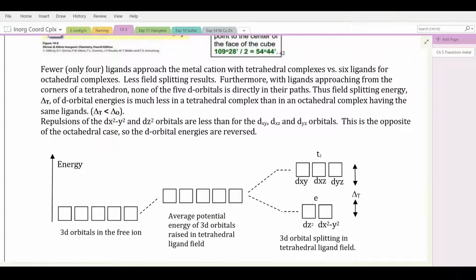So only 4 ligands approach the metal cation with tetrahedral complexes, compared to 6 ligands for octahedral complexes. The result is a smaller field splitting energy, for sure. And furthermore, the ligands that approach from the corners of a tetrahedron, well, none of them will directly be in line with any of the 5 d orbitals. So less repulsion again. We can say the tetrahedral field splitting energy is much less than the octahedral field splitting energy.